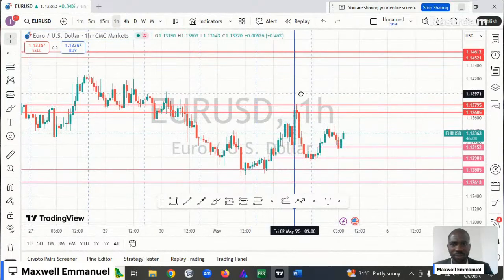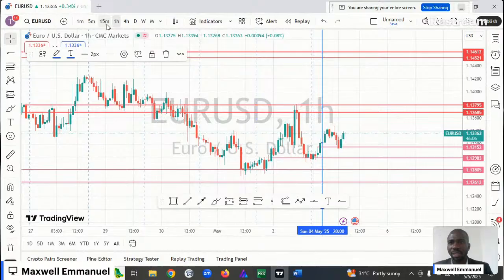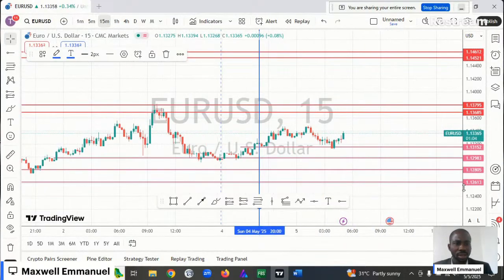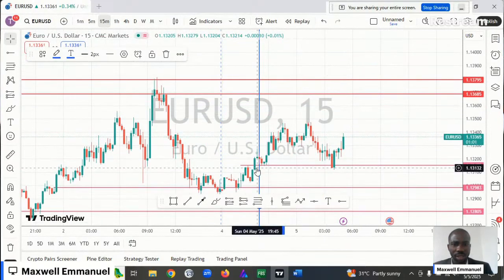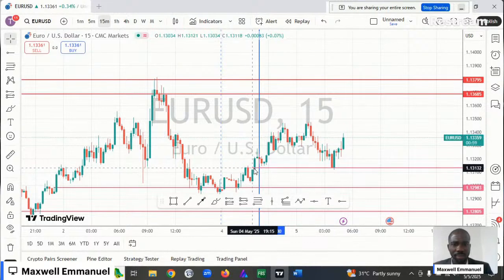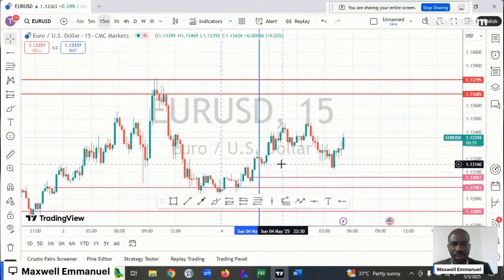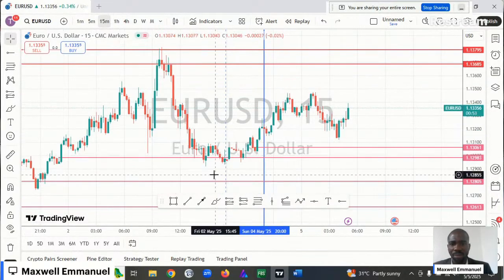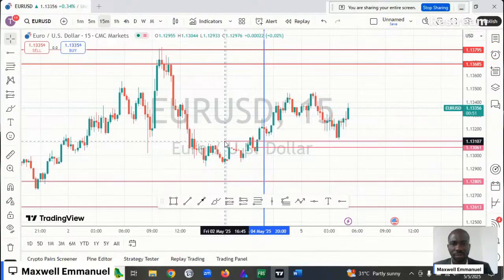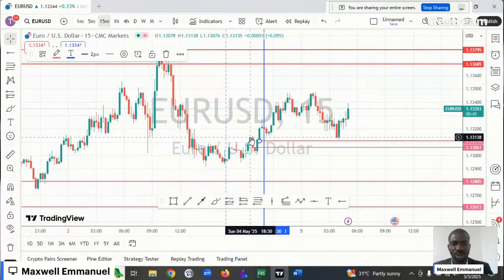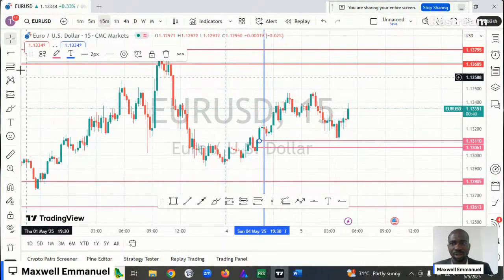Let's go down to 15 minutes. Okay, so you can see the fair value gap on 15 minutes. This gap has not been filled. So Euro USD is likely going to come and fill this gap. It has not filled this gap, though it tested this resistance turned support. You can see price came back to test this resistance turned support.